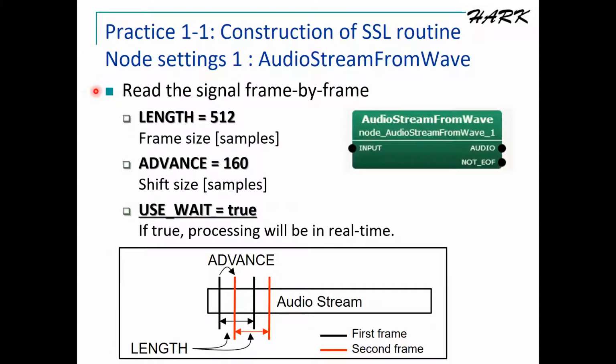When you double-click on AudioStreamFromWave, you can see these parameters. The first parameters are length and advance. These properties specify how often the data is processed. This figure shows the relationship between these parameters and audio streams. Length means the frame size to process at one time, and advance means the shift size of each iteration. Please keep these properties as their defaults, and please change the use wait flag to true.